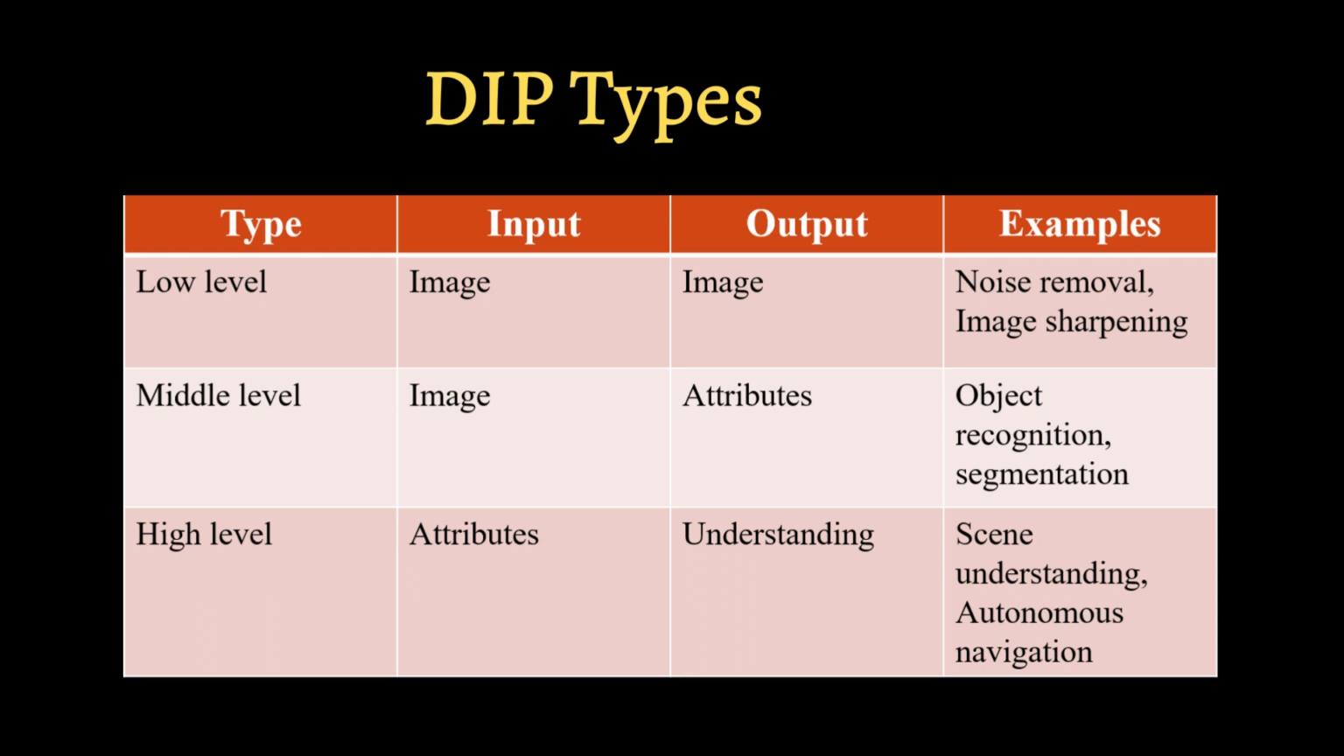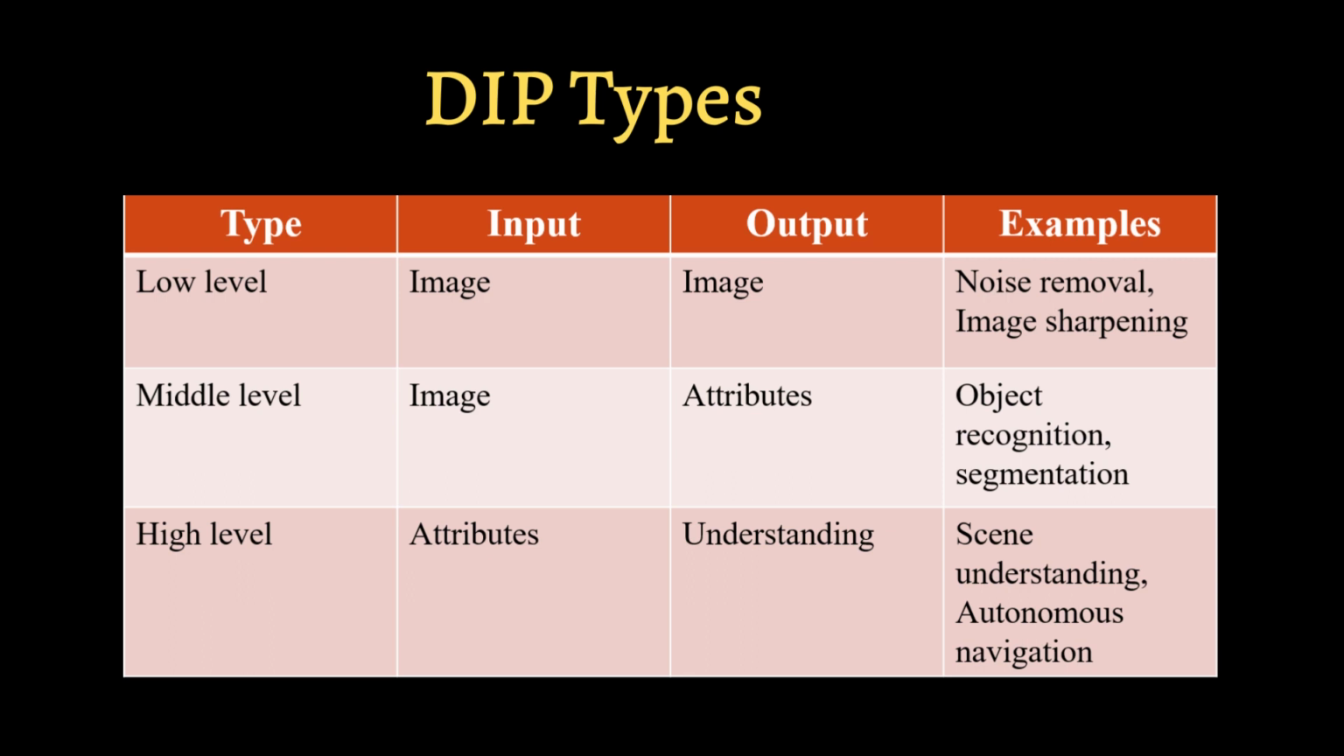In the case of mid level, we give the input as an image, but the output will be attributes extracted from that image. This can be used for segmentation, that is, partitioning an image into regions or objects, and it is used for classification and recognition of individual objects. So in mid level, we give an input image and get attributes as the output.